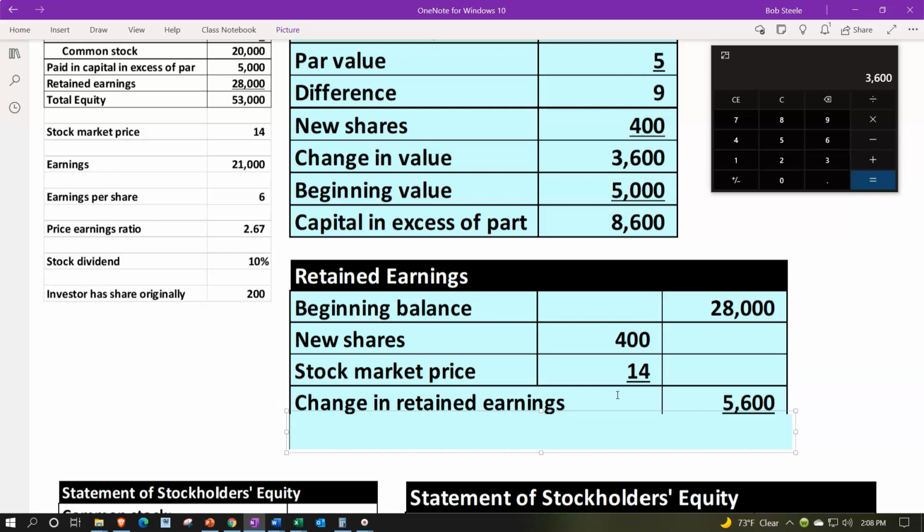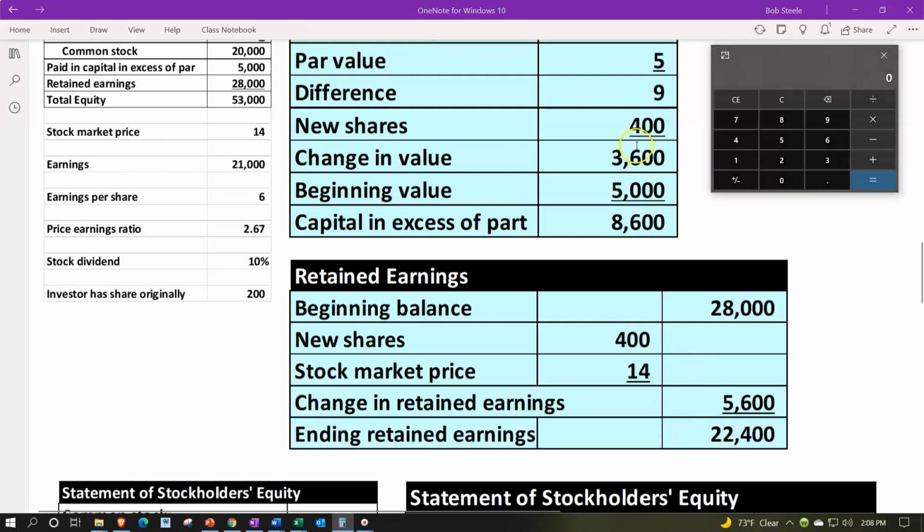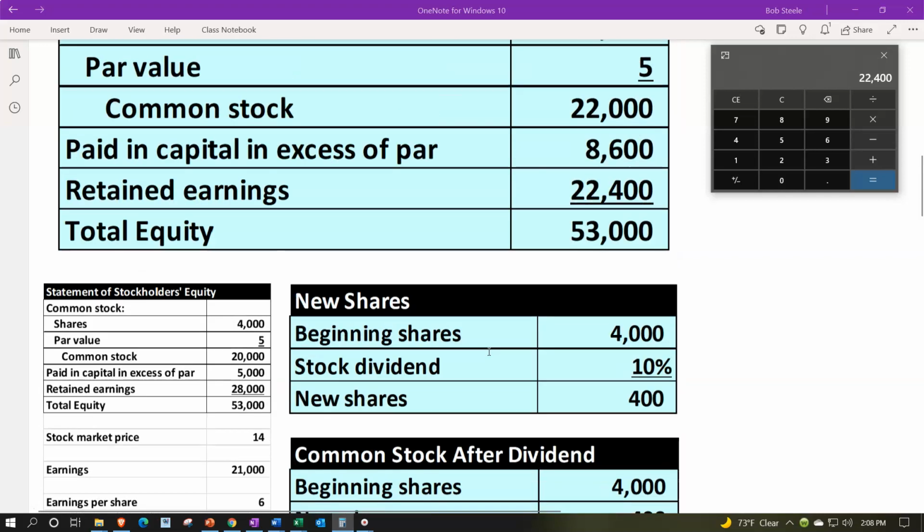But still, that should reduce the earnings that have been retained, because they're not retained anymore, because we gave them to the owners in the form of a stock dividend. So 28,000 minus the 5,600 gives us 22,400. So you can see up top, there is the 22,400.